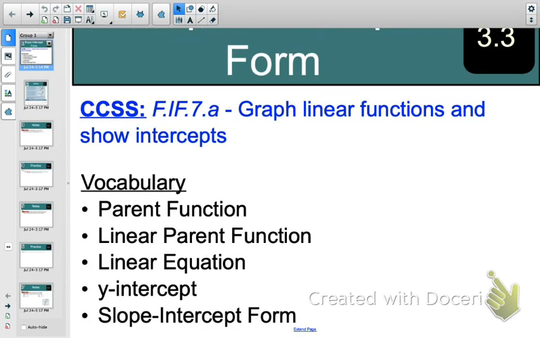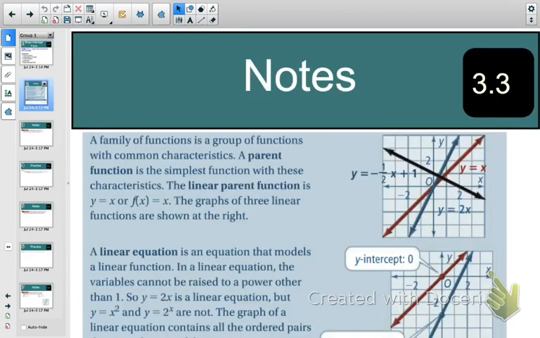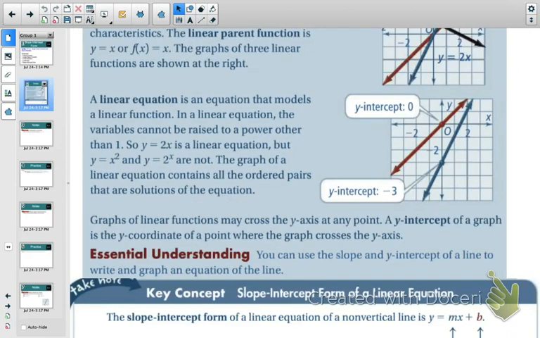Today we're looking at lesson 3.3, which is Slope-Intercept Form, or OIT. So graphing linear functions and showing intercepts. So vocab is parent function, linear equation, y-intercept, slope-intercept form, or OIT.